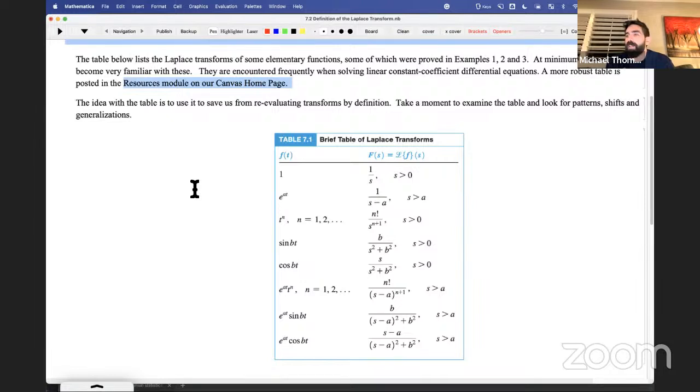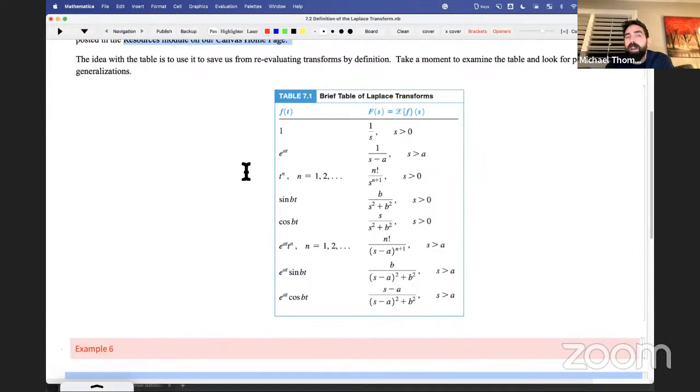Quick question. So on the homework, you said that we can't use the table. Not for this section. This section is all about definitions. Unless it specifically says use the table, but you know how you can tell the difference? It'll say in the problem statement, use the definition. Okay, gotcha. If it doesn't say that, then you can use the table.